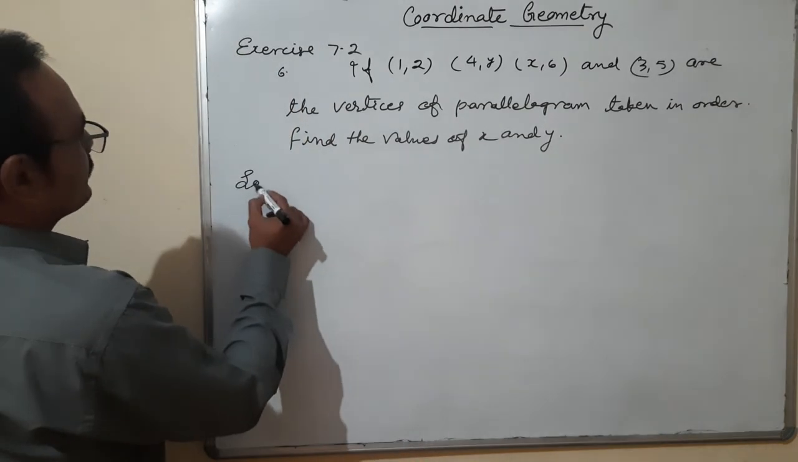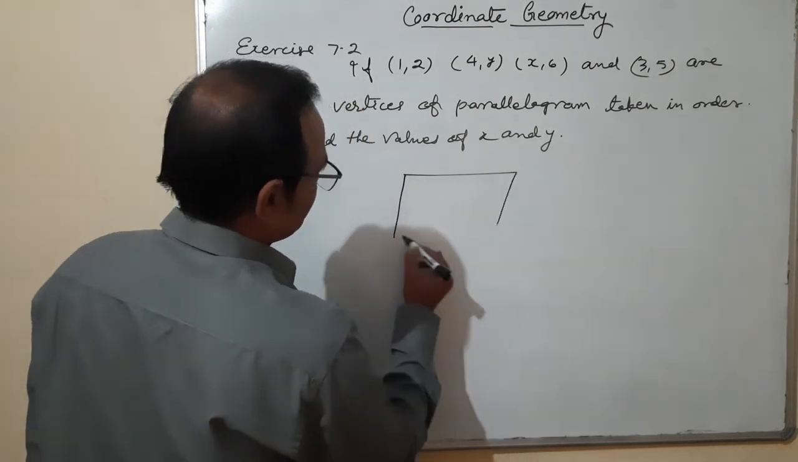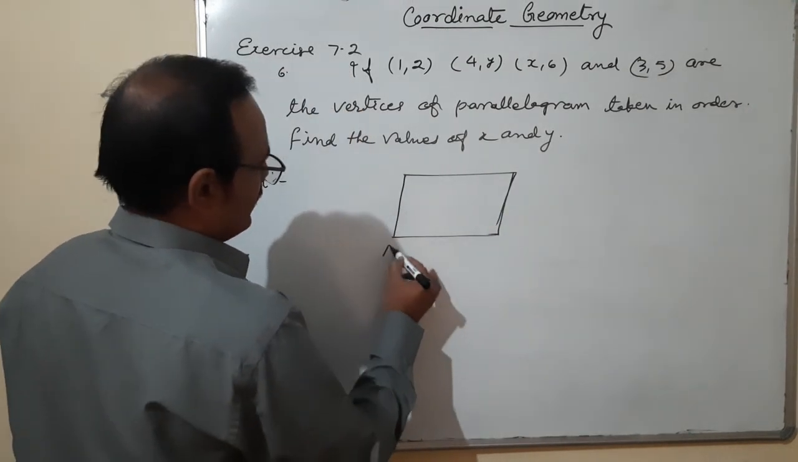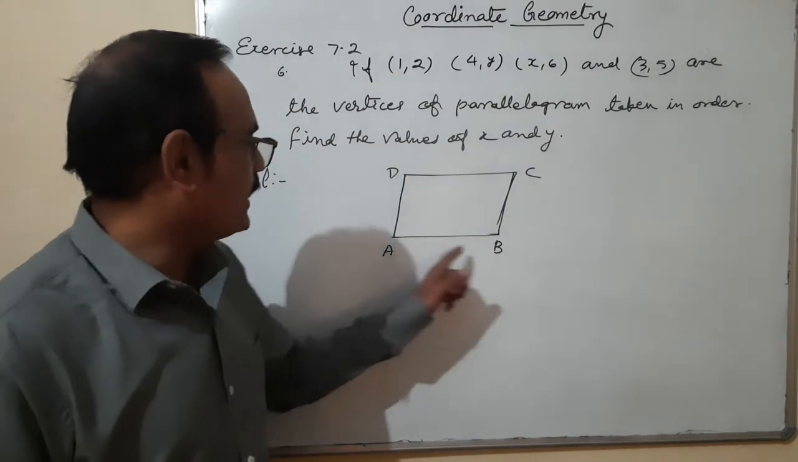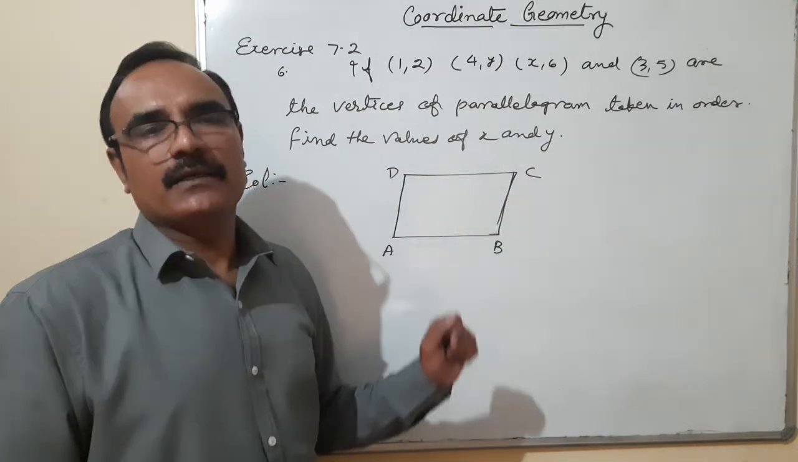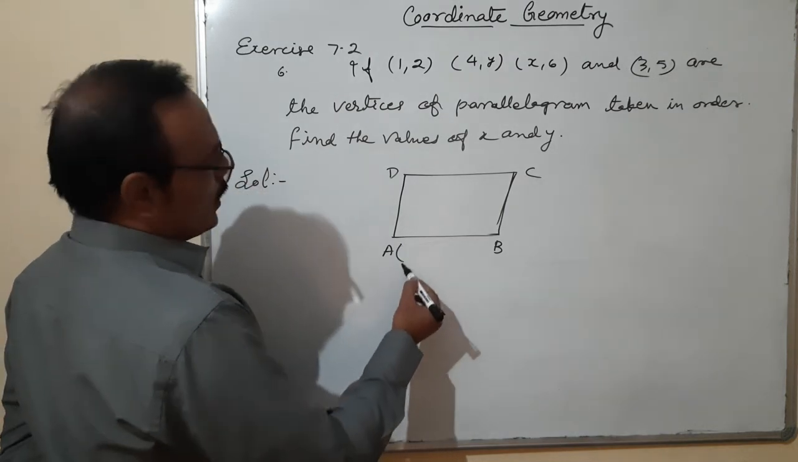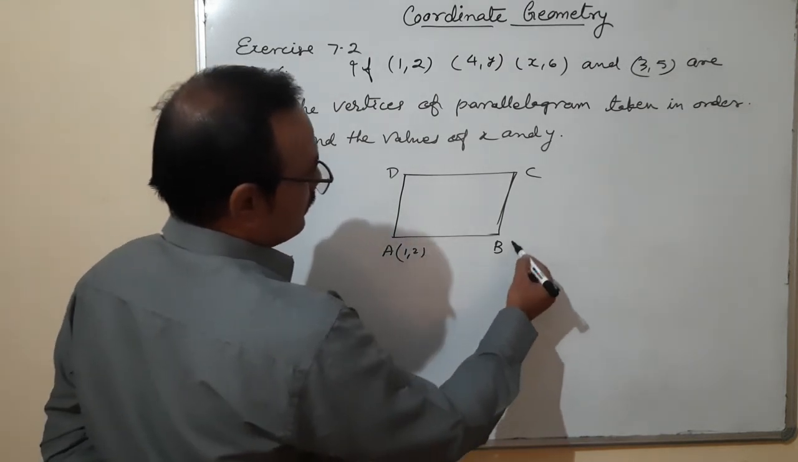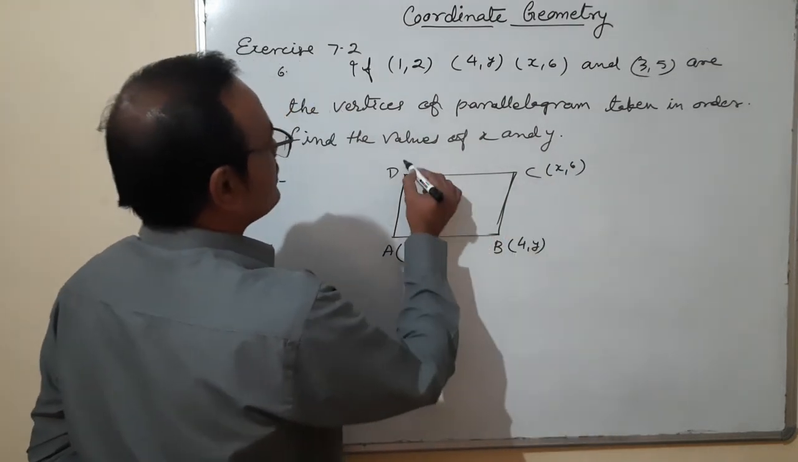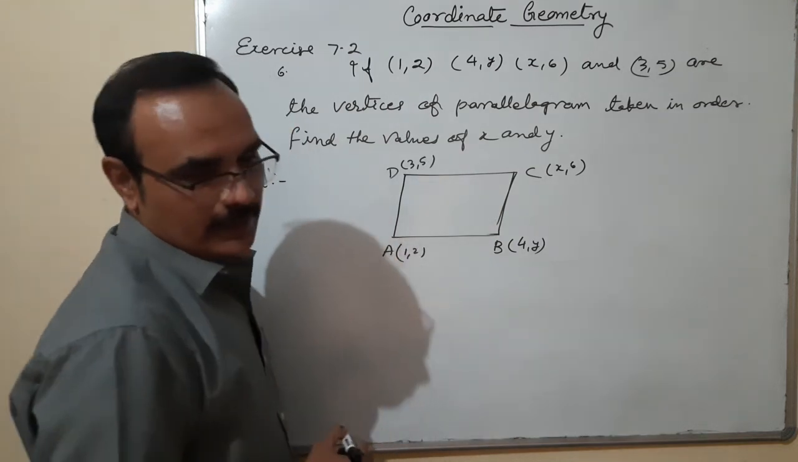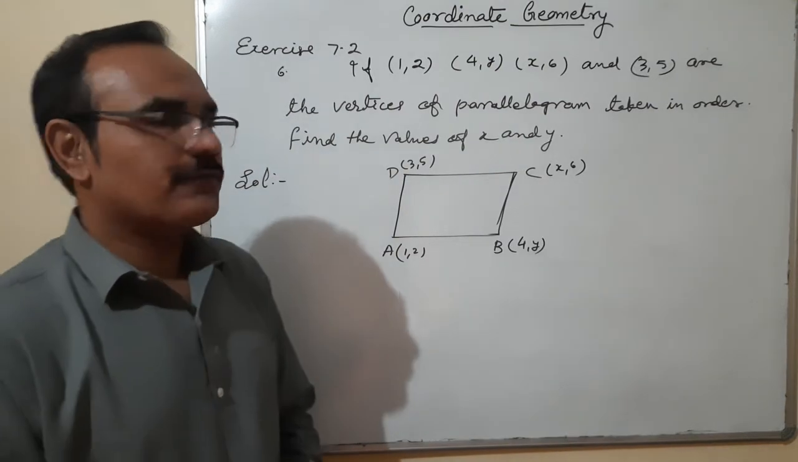Taken in order, what does it mean? The meaning is, suppose this is a parallelogram A, B, C, D. So we are taking in order A, B, C, D. These 4 taken in order. So I have taken A (1, 2), B (4, y), C (x, 6) and D is (3, 5). These are taken in order. The question is, find the values of x and y.